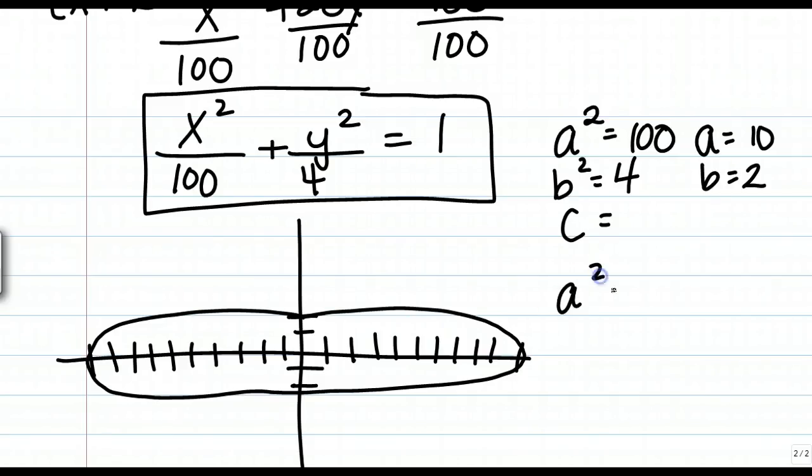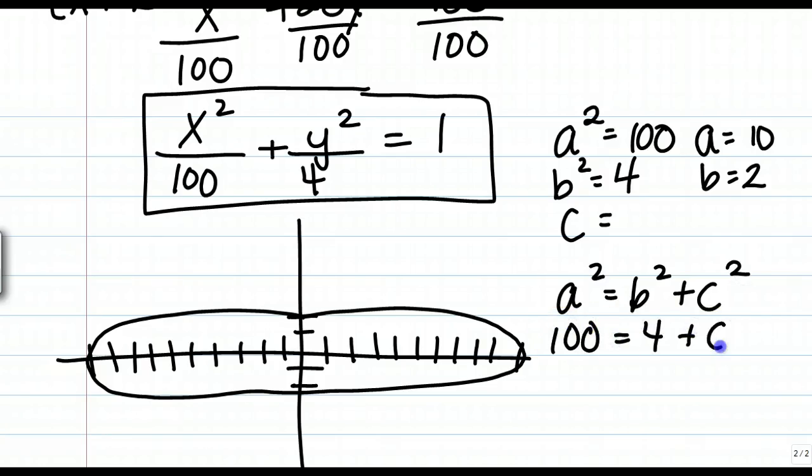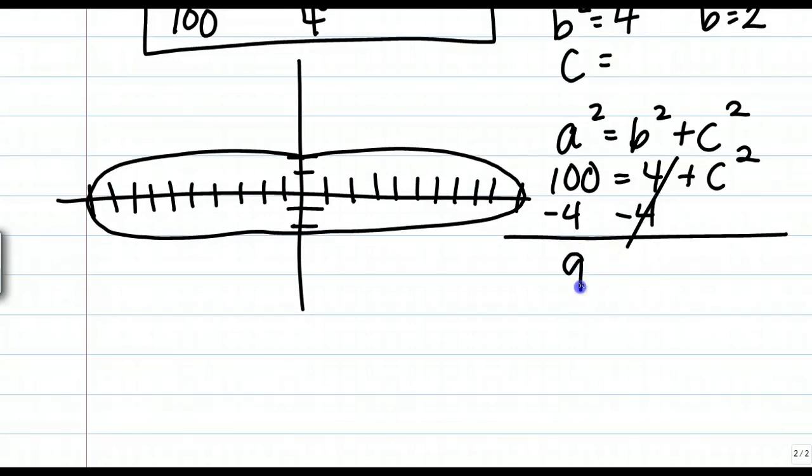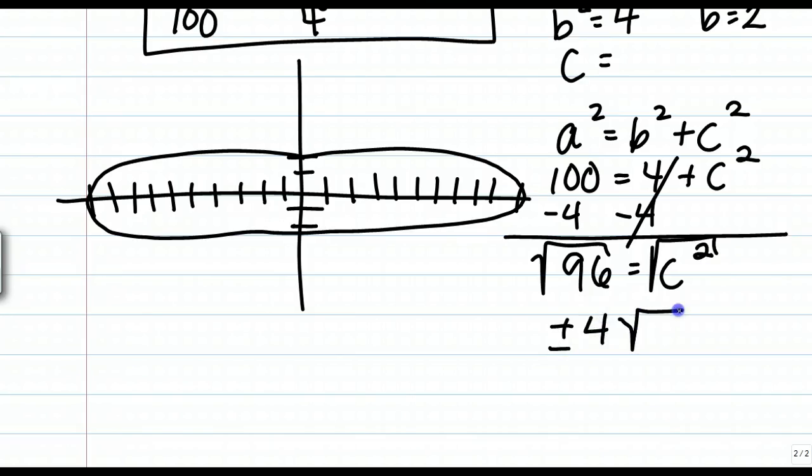We will use our equation to find the focus points. We'll have 100 equals 4 plus c squared. Subtract 4. I get 96 equals c squared. You're going to have to find the square root of 96. When you do that, you end up getting plus or minus 4 square root of 6 equals c.